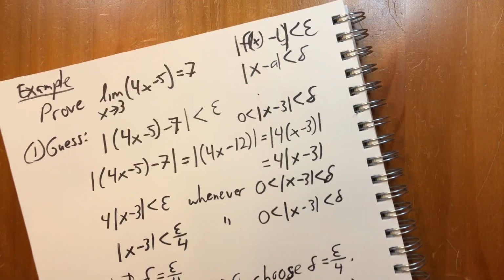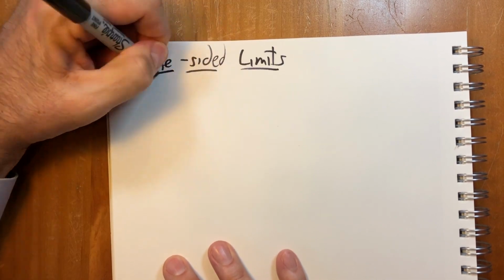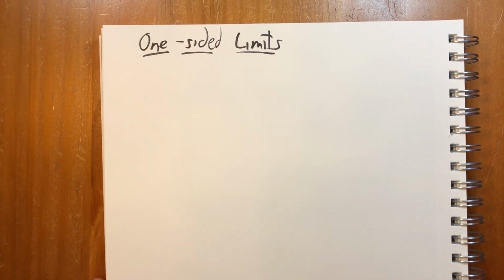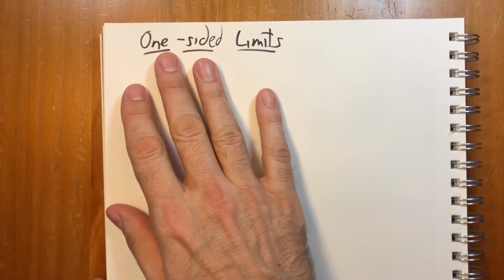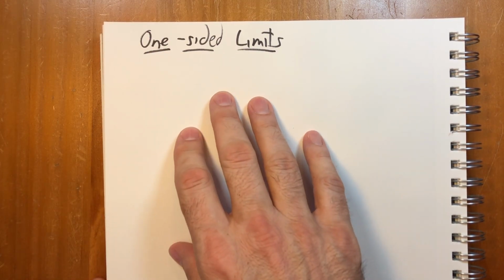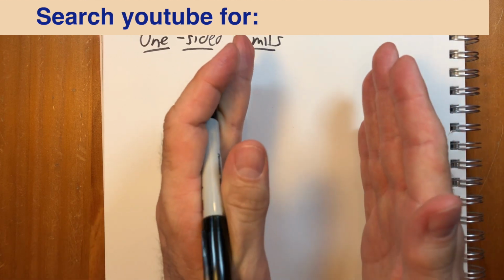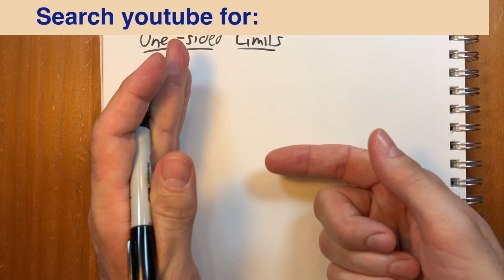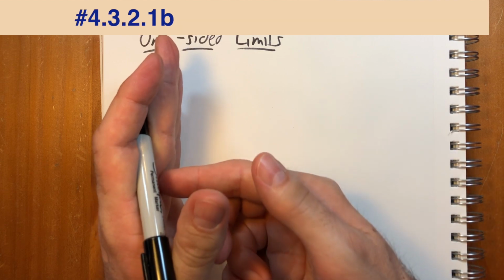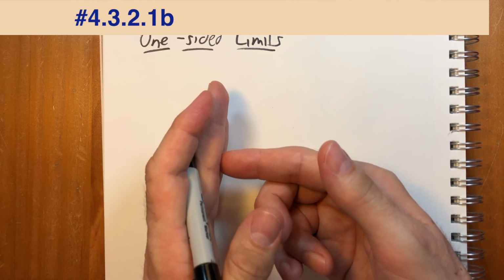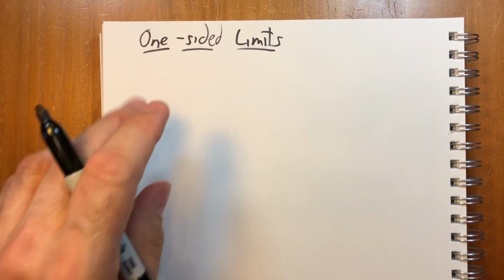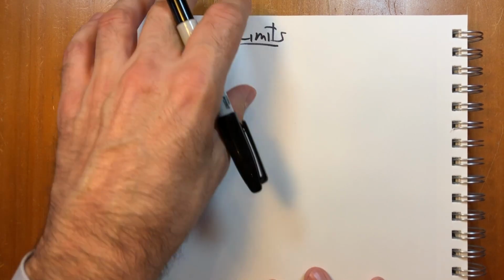So I want to talk about one last thing in this video, which is one-sided limits. And we've actually already encountered these in the videos where we proved the fundamental theorem of calculus. There were several times where we were looking at an open interval, and then we had to prove that the limit existed on the boundary of that open interval. And we used one-sided limits to do that.